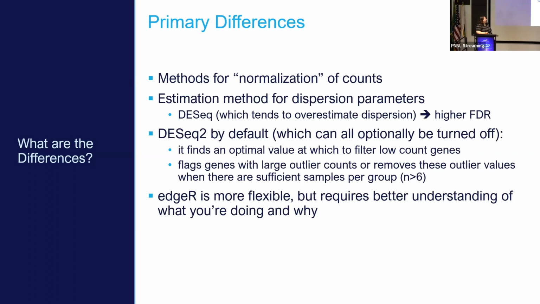And DESeq2 will flag genes that have large outliers or remove these outliers if you have enough data. EdgeR, to me, the benefit is that it is more flexible, but it's less user-friendly when it comes to implementing. You really have to have a better understanding of what you're doing and what choices you're making and why.